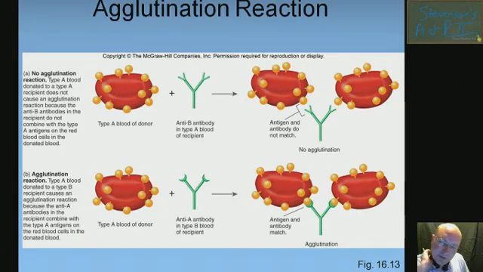Okay, agglutination reaction. Type A blood donated to a type A recipient does not cause an agglutination reaction because the anti-B antibodies in the recipient do not combine with any A antigens on the red blood cells. Then we look down at the bottom. Type A blood donated to a type B recipient would cause agglutination because the antigen A would match up to the antibodies present in a type B person, because they would have antibodies for type A. This would cause major problems in an individual and rejection of that blood transfusion.